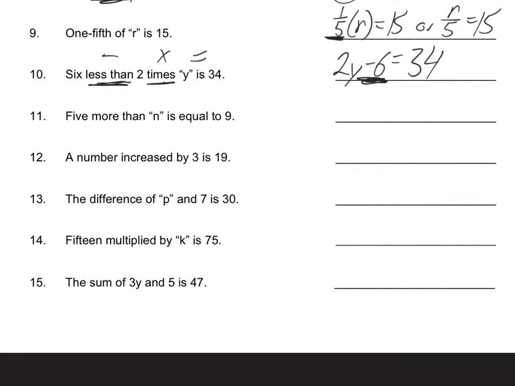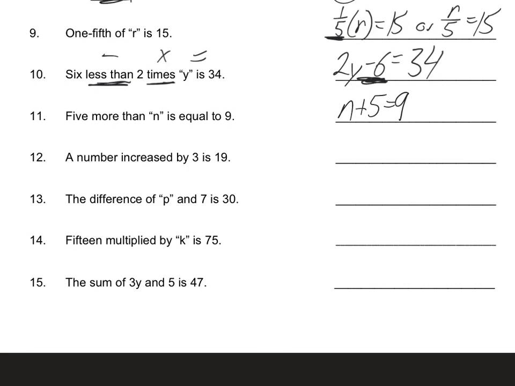5 more than n is equal to 9. Okay, so we should have gotten n plus 5 equals 9. If you got that, you're good. If you got 5 plus n equals 9, then you would still be good. Let's just talk about this.